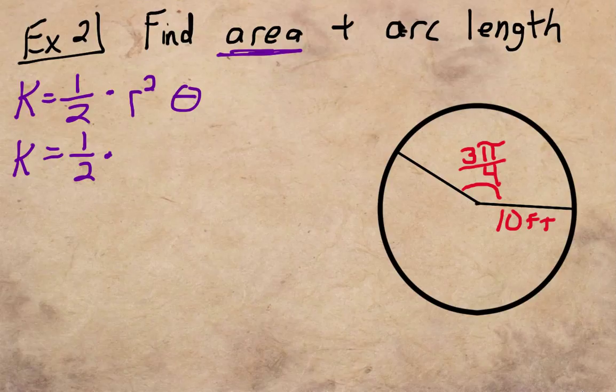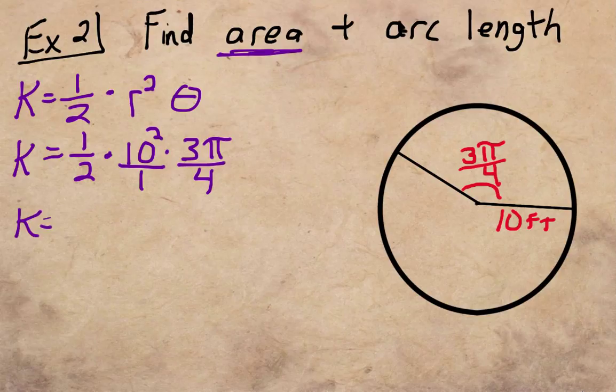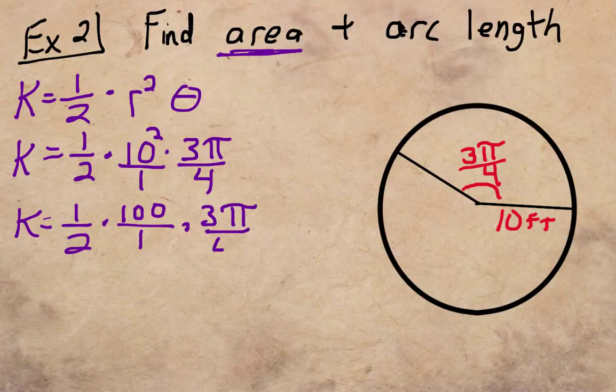Alright, I'm going to plug in what I have. 1/2 times my radius is 10 times my angle measure in radians, 3 pi over 4. Now to keep this simple, remember that's 10 squared. I just work out your exponent here. 10 squared is 100 over 1. And I'd just leave pi out of it. I really would. Just put pi out here. There's nothing wrong with it. It's in terms of pi.